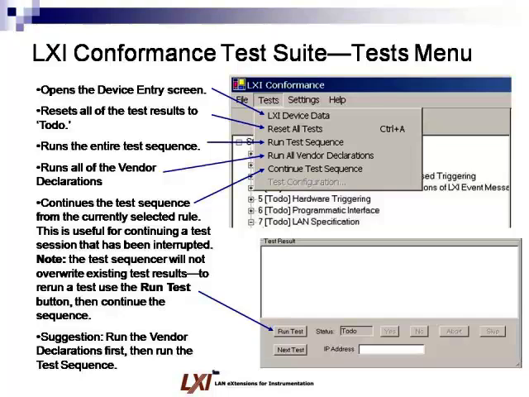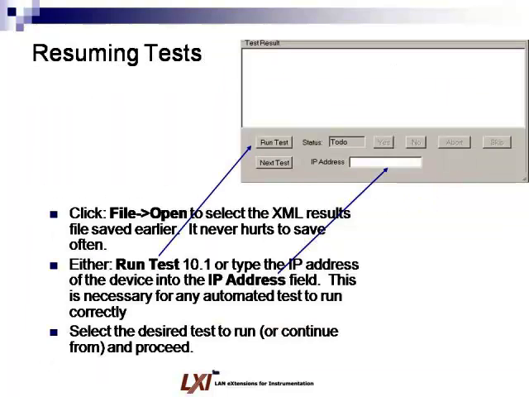So resuming tests: if you've got some interim results that you've saved off somewhere and somebody's gone back to repair something, get the box back up and running again, do a File, Open, select the file you saved, and it'll load them up. Then either type in the IP address or run test 10.1, which will do the discovery again and find it. Then select the desired test to run or to continue from. If you're going to run, just hit run, and that'll run that test. If you want to continue the sequence from that point, just go up and click on continue test sequence.